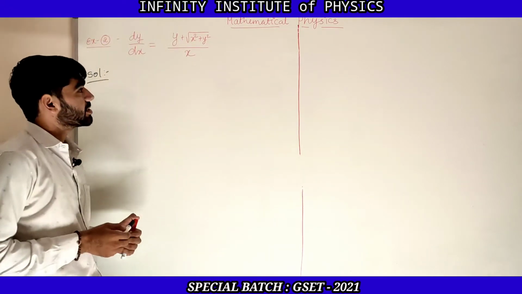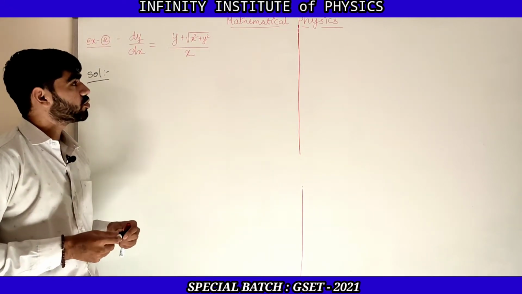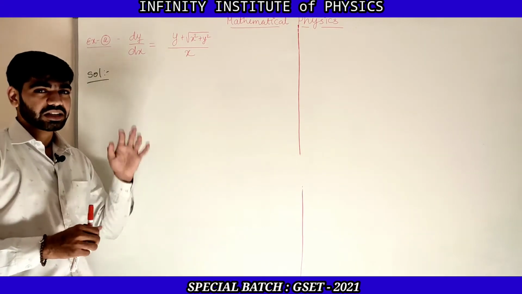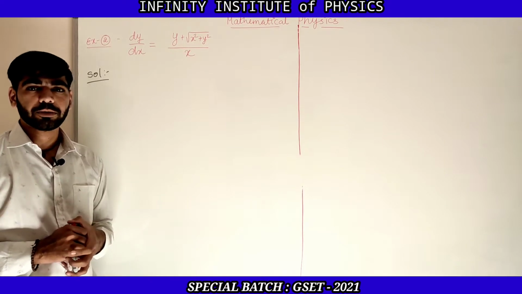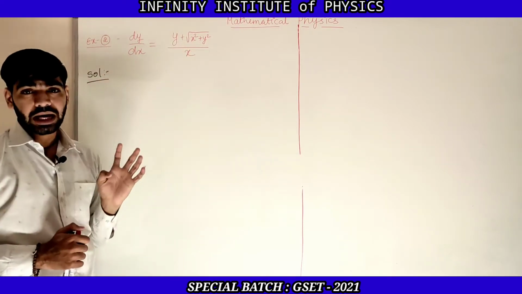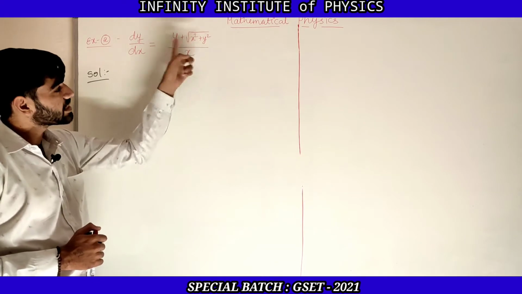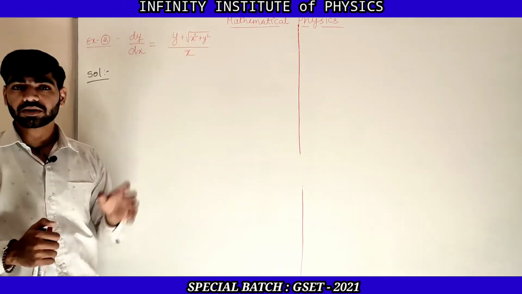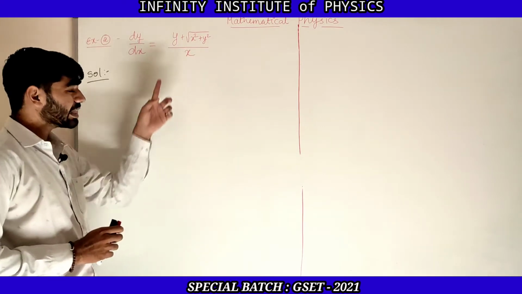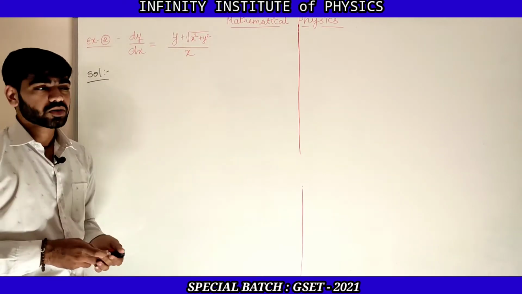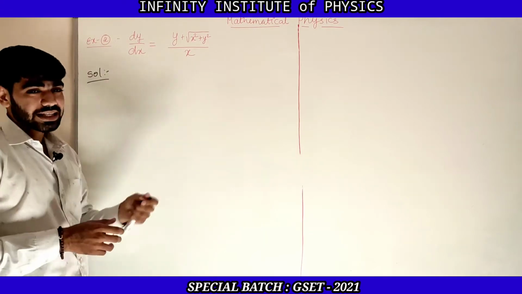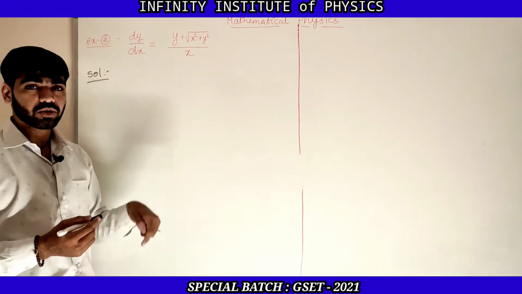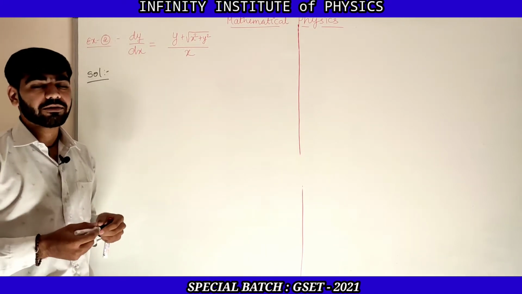Now the next example is given: dy by dx is equal to y plus square root of x square plus y square upon x. Clearly you can see that this is already given in homogeneous form, because M and N are both of the same degree. Here the degree of M is 1 and the degree of N is also 1, and both are homogeneous. There is no constant term in these two functions M and N. So the given form is directly in homogeneous form, so we need to convert it into variable separable by taking y is equal to vx.